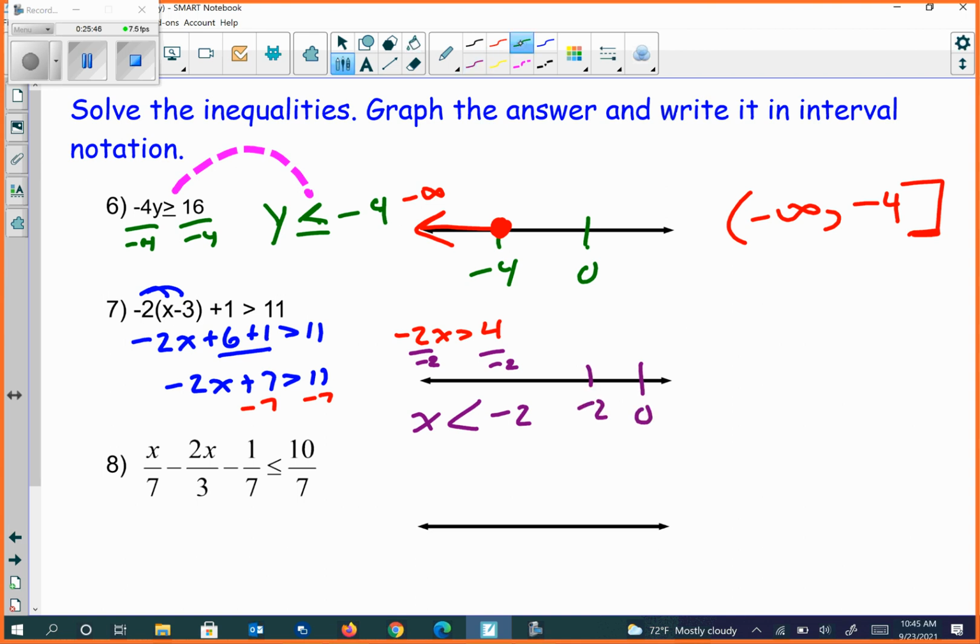Is it an open dot or a closed dot on the negative 2? Open, because I don't have an equal sign. I want values that are less than negative 2, so like negative 3, negative 4, negative 5. So I'm going to the left. Where is this pointing to? Negative infinity. In order to get to the interval notation, I'm going to write it from left to right. Negative infinity always has a soft bracket. Negative 2, soft or hard bracket? Soft. Why is that? No equal sign. Open dot. Both reasons are totally appropriate to say.